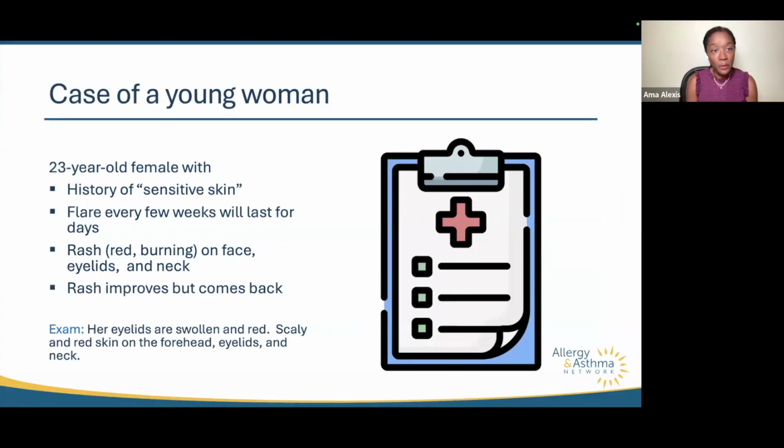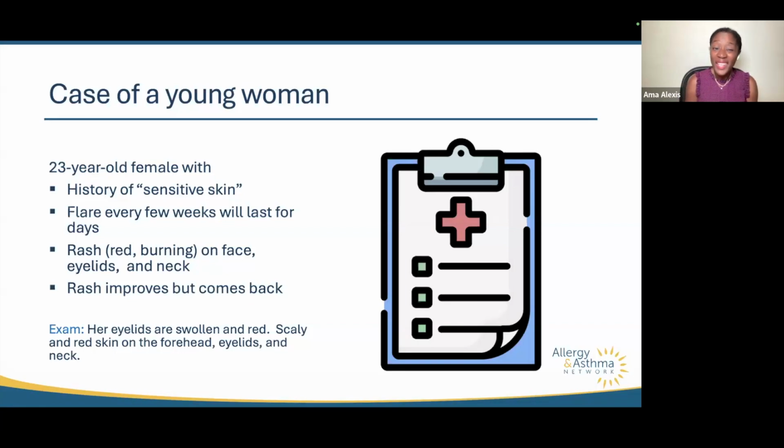Okay, this is a case of a young woman. She's 23 years old and she does have a history of sensitive skin since early childhood. She presents with a rash that's been going on for a few weeks. The rash will last for a few days. It kind of comes and goes. The rash is redness and burning mostly on her face. Her eyelids are definitely involved and her neck. And again, the rash gets better and then it comes back. So she's having a hard time trying to understand what's triggering this rash.